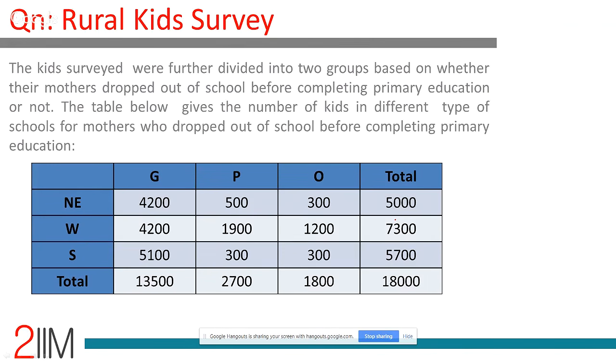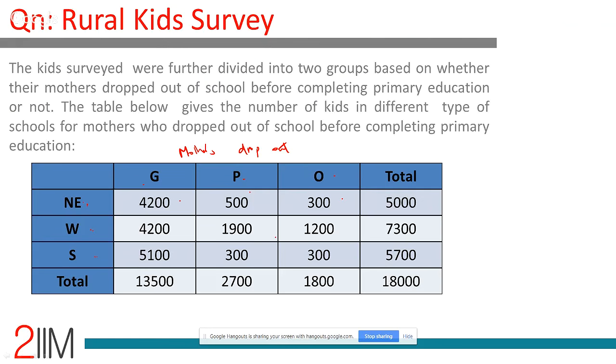Okay. The next one. The kids surveyed were further divided into 2 groups based on whether their mothers dropped out of school before completing primary education or not. The table below gives the number of kids in different types of schools for mothers who dropped out of school before completing. This is for mothers who dropped out. Wonderful. So we've got this entire grid that we had imagined at step 1. We thought G, P, O classified across N, W, and S, Northeast, West, and South, classified across G, P, O is what this data point would be. So getting all this data in.